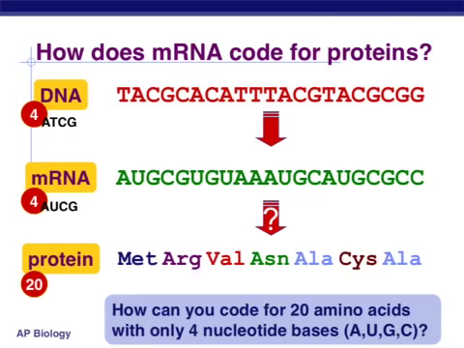Now there are 20 amino acids and we only have 4 nucleotide bases, A, U, C, and G. So how are we going to code for 20 different things when we only have 4 letters? Well, it's the power of mathematics, people. Lots of different ways to pretty much code for the same thing.